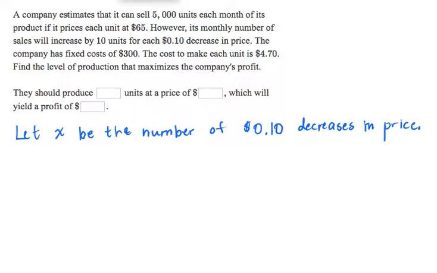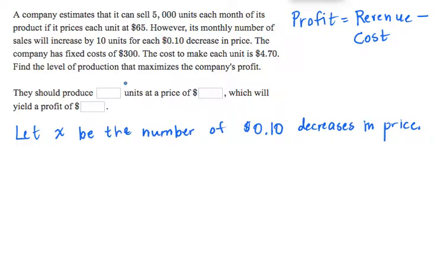Now we are trying to maximize profit. Profit, generally speaking, is equal to your income or your revenue minus your cost. So if we want to write profit in terms of x, we need to find revenue and cost in terms of x, and then we'll subtract.